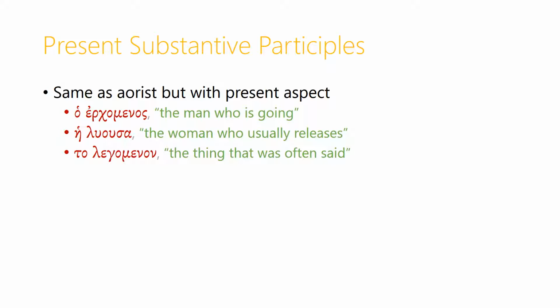Present substantive participles work very much like aorist substantive participles. So ho erchomenos would be the man who is going. Notice that, again, we have the present aspect. So instead of the man who goes, this is the man who is going, with a continual sense. Or ho erchomenos could be the man who is beginning to go. He luousa is similarly the woman who usually releases, or the woman who is releasing. And to legomenon is the thing that was often said, or the thing that is being said.